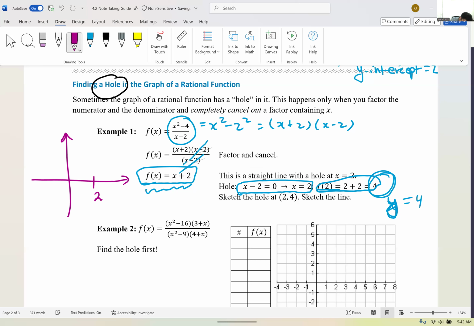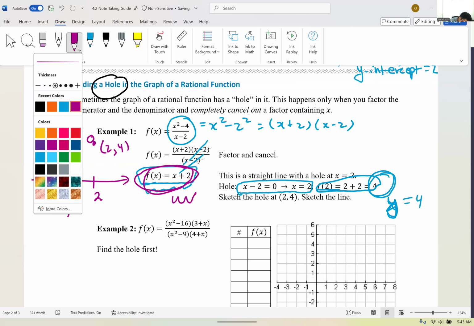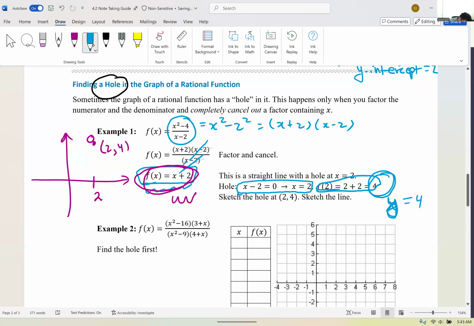This is x equals 2, and let's say here the point is (2, 4), and at that point there will be a hole in the graph. And what about the rest of the graph? The rest of the graph has the equation f of x equals x plus 2. Okay, f of x equals x plus 2 is the rest of the graph. So that will just be this straight line.